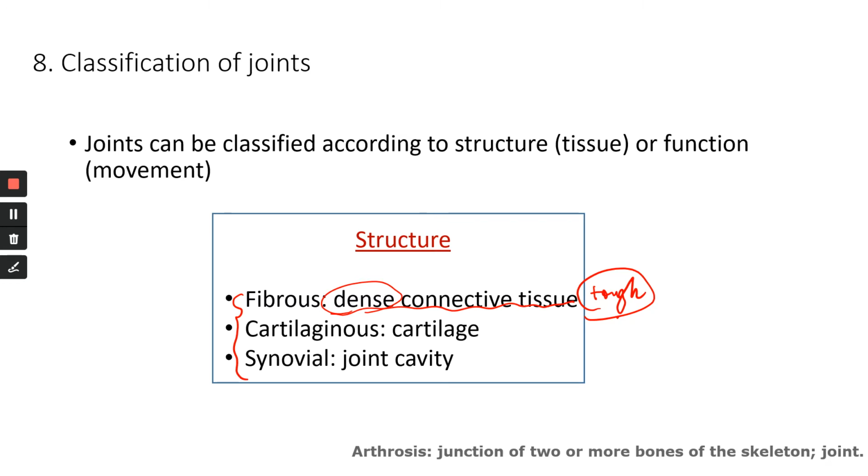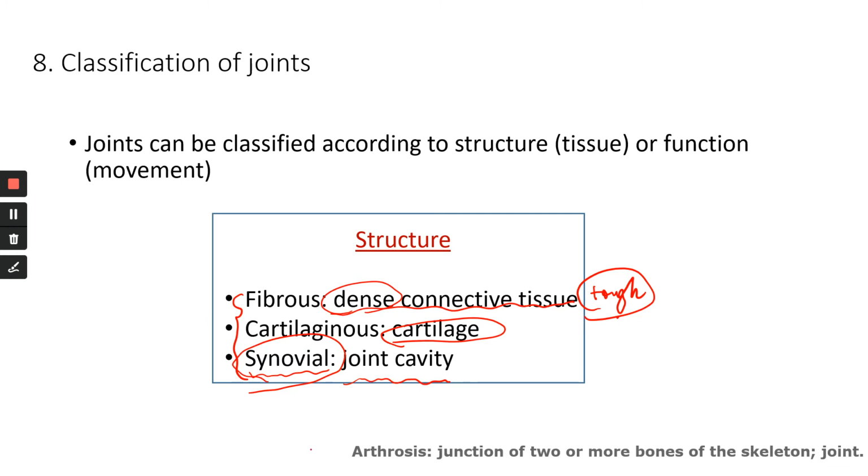Second type, cartilaginous joints. In this type of joint, it's the cartilage that connects the bones. All right, and the last one, this is the most complex type of joint because you have multiple structures to form the joint. So this is called a synovial joint, and this is pretty much the most common joint, what everybody is really familiar with. So in a synovial joint, you are going to have a joint cavity.